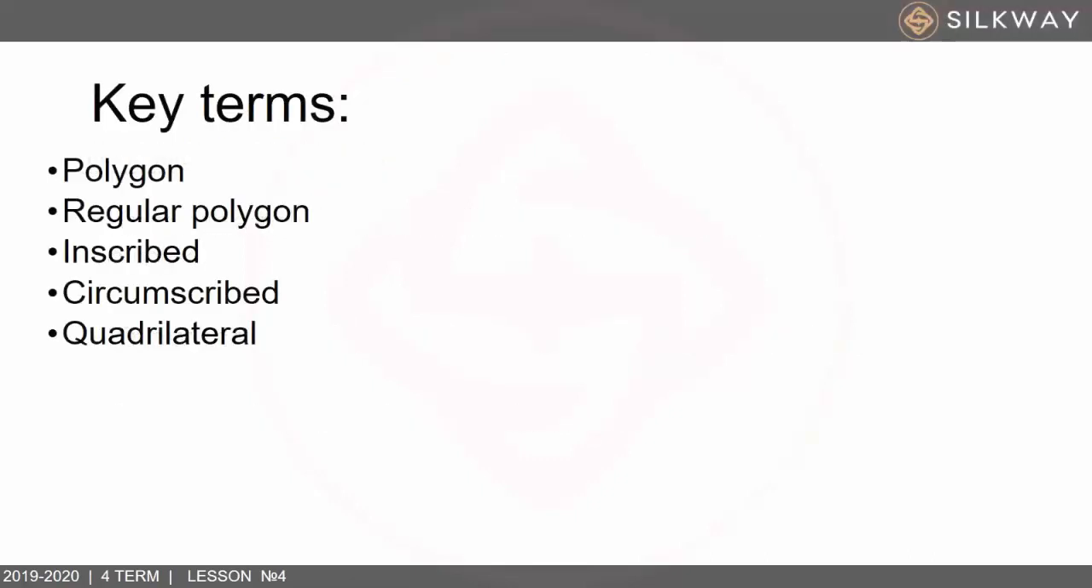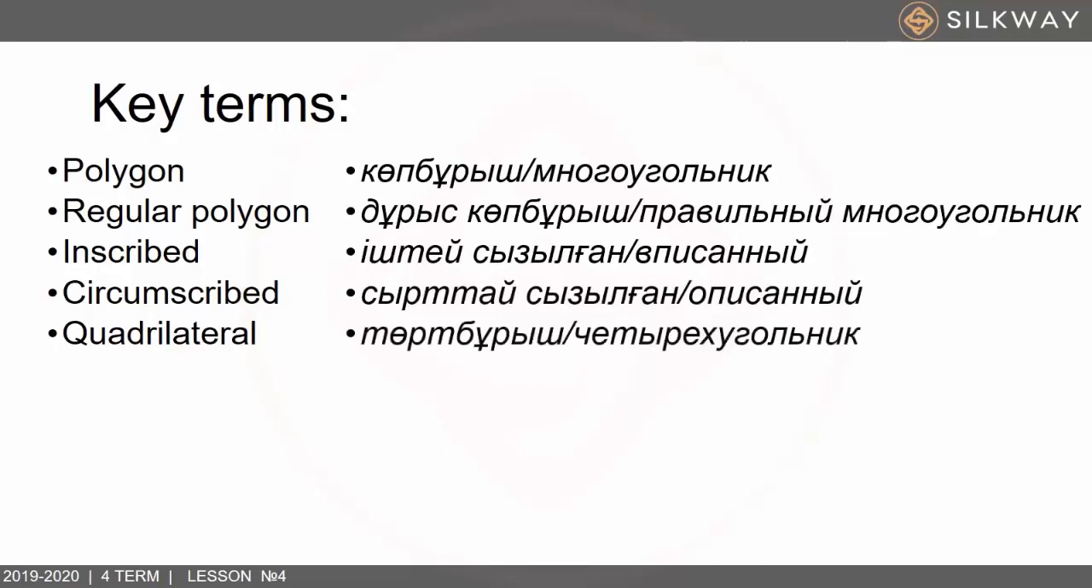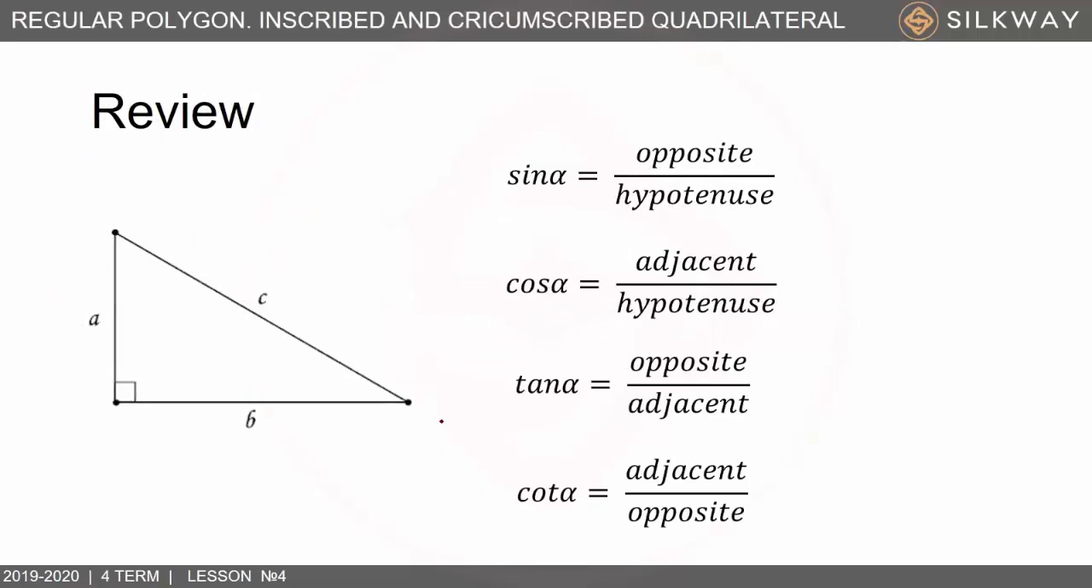Okay, key terms for this lesson: polygon, regular polygon, inscribed, circumscribed, and quadrilateral. Let's review this information. We know that sine alpha, if here we draw an alpha, will be opposite side over hypotenuse. It will be A over C. And here cosine alpha is adjacent over hypotenuse. Adjacent is B and hypotenuse is C.